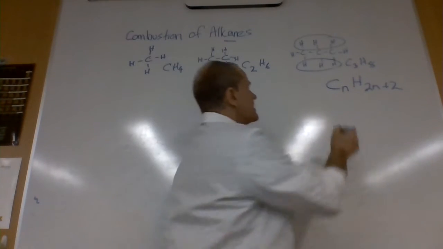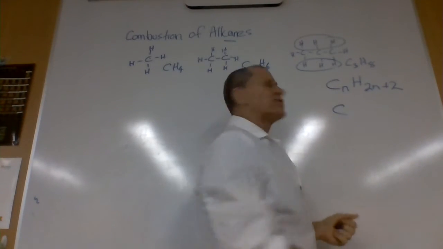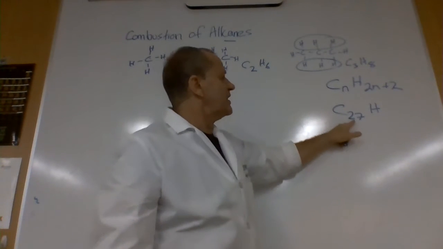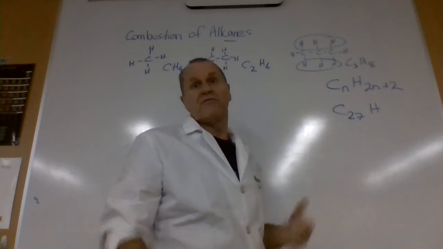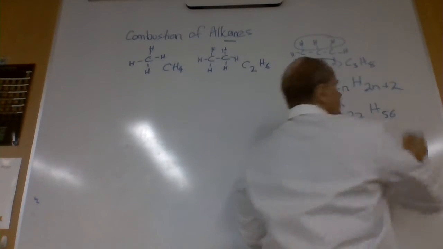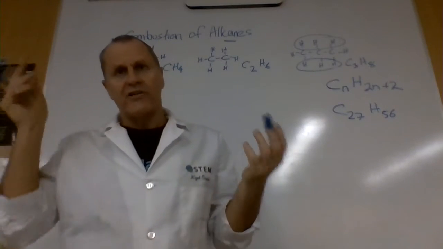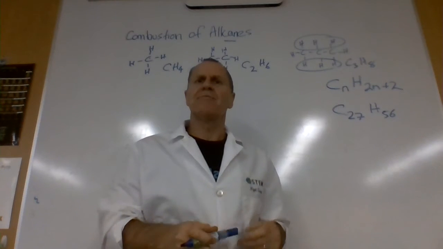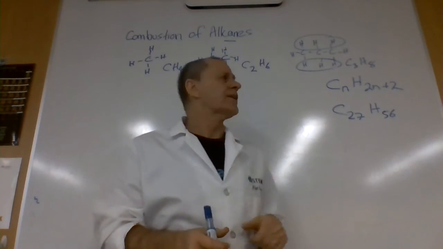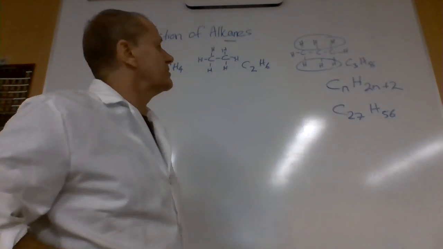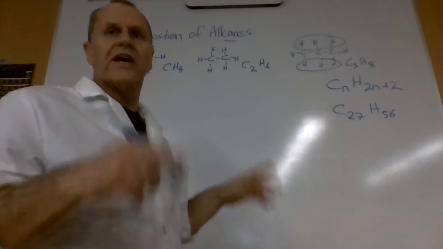So if we get C27, for example, the H's are going to be 27 times 2, 54, plus 2, 56. You can do that with any length of these hydrocarbon molecules, these alkanes, because they get absolutely enormous. So let's have a look at how to burn these things with oxygen, because burning is always fun.